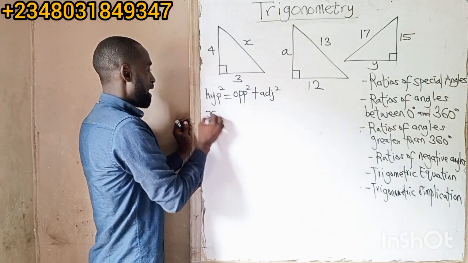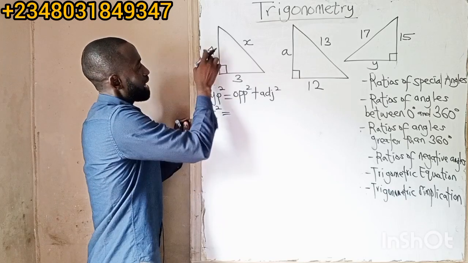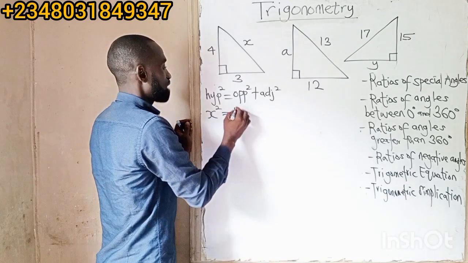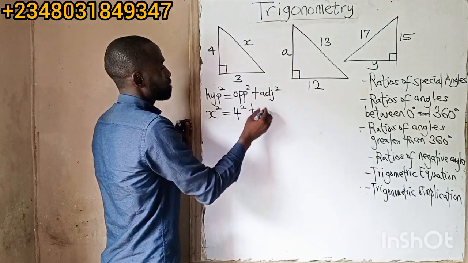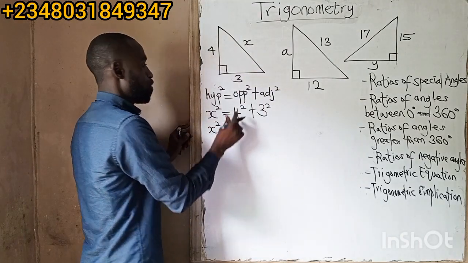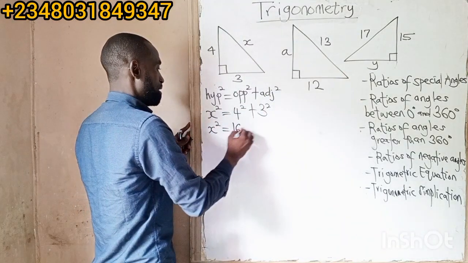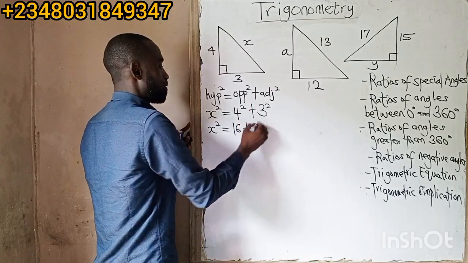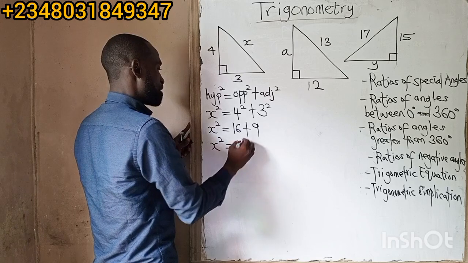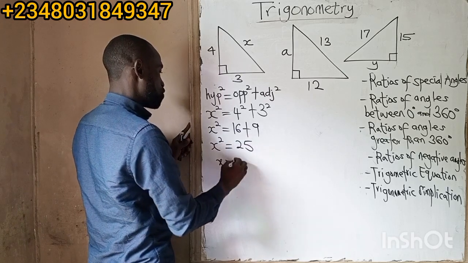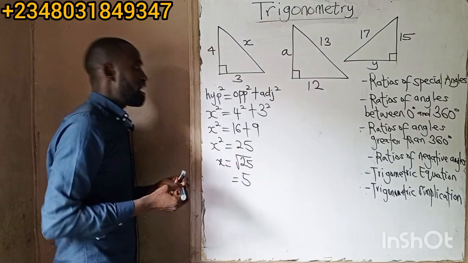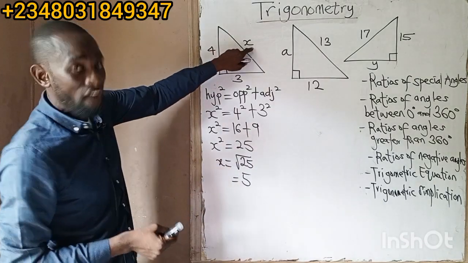So we'll put x all squared here is equals to, I can choose anyone as what now? As opposite. Anyone. So let me choose this. So I have what now? 4 squared plus adjacent is what now? Is 3 squared. So we have our x squared is equals to 4 squared is 16 plus 3 squared is what now? Is 9. So our x squared will be equals to what now? 16 plus 9 is 25. So ordinary x will be equals to the root of what now? 25. And this will give us what now? 5. So it means our x here is 5.